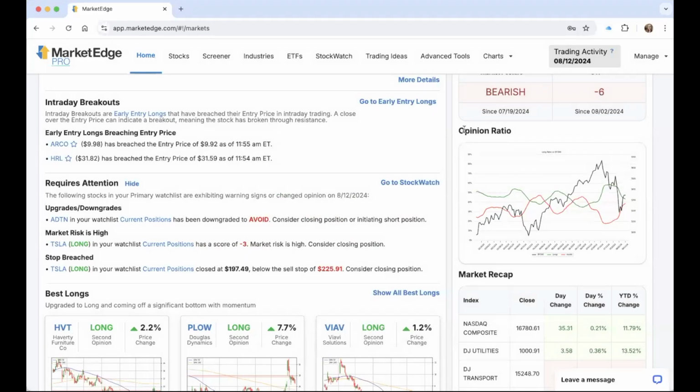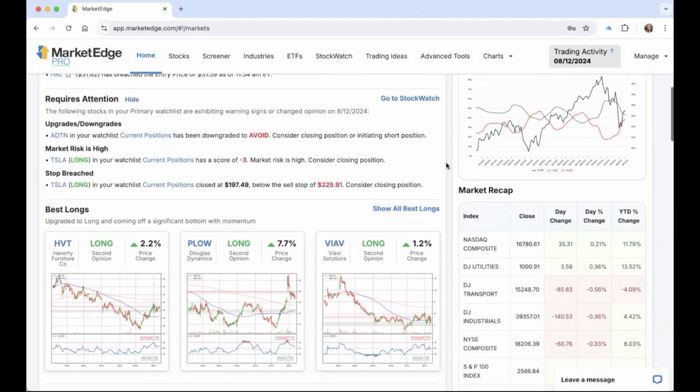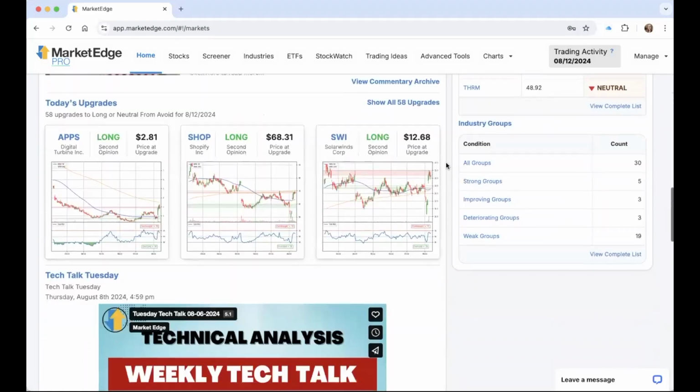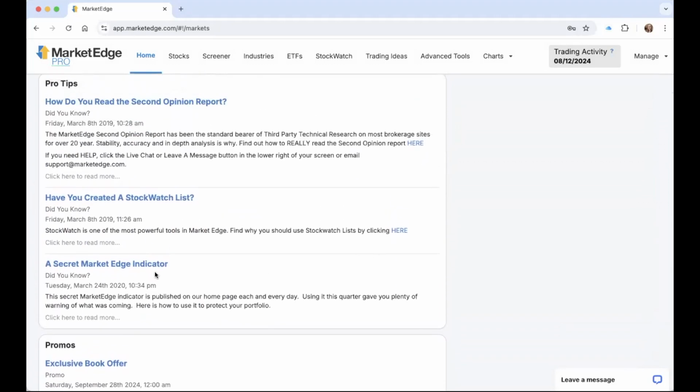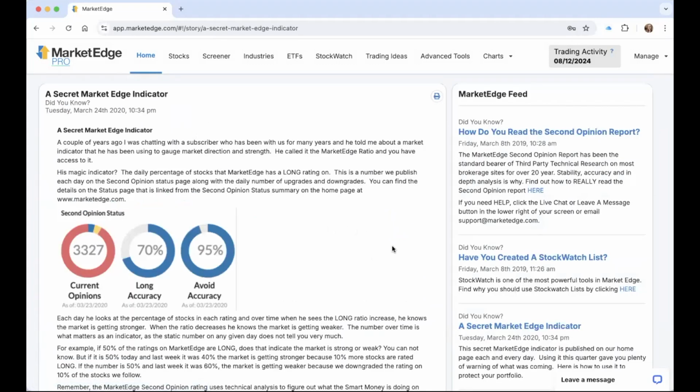If you want to dig a little deeper into the Market Edge opinion ratio, we wrote a blog post. Now, Carla, scroll down to pro tips. We wrote a blog post a number of years ago when we first noticed this, called A Secret Market Edge Indicator. Anyone who's interested, I recommend reading this article because it's pretty interesting. I believe originally a subscriber was the first person who noticed it. So we did a little research and discovered that this actually is a fairly interesting indicator that we didn't even know we had. So let's move on to stocks.